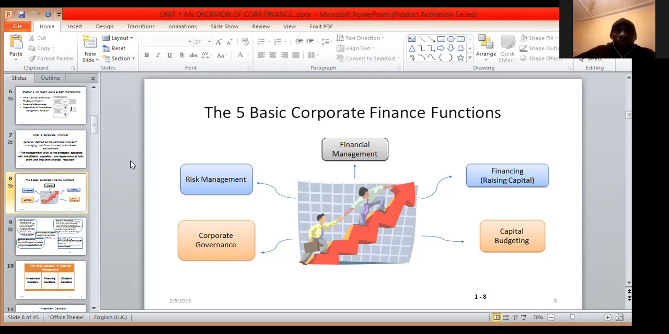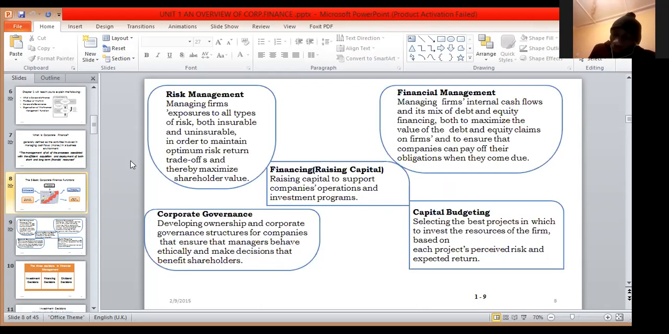Then the fifth function of financial management is capital budgeting. Capital budgeting is a subject or a topic on its own that we're going to study. It involves the investment of resources into assets. So these are the functions.